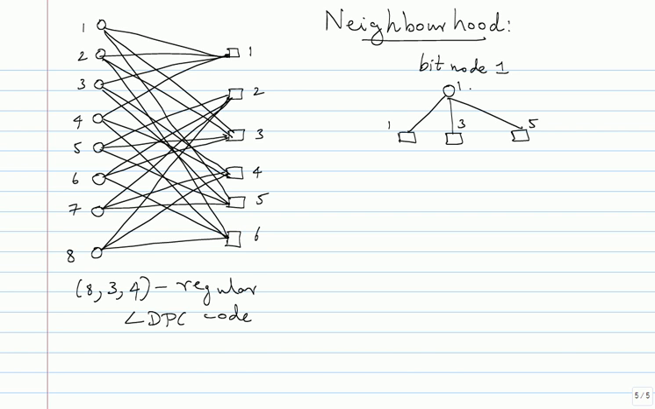If you want to distinguish between bit nodes and check nodes, you can use the circle and square notation, or if you want to distinguish further, you can say B1, C1, C3. Use any notation you want, but I think circle and square is good enough. You can see the distinction. These are the neighbors at depth 1. What about depth 2?